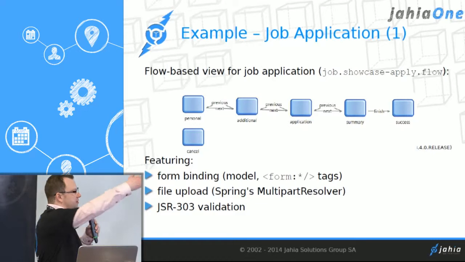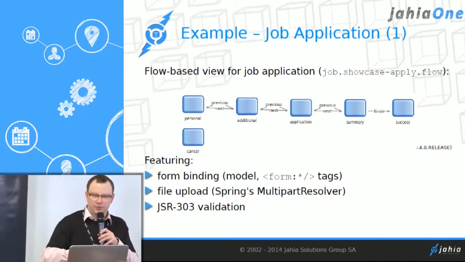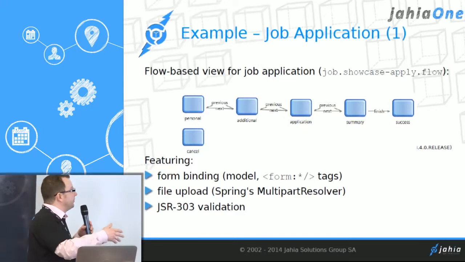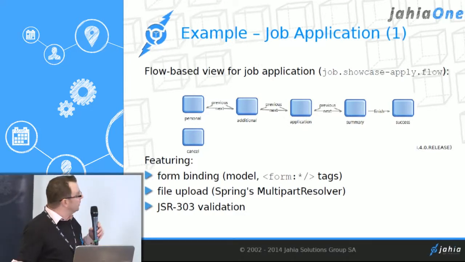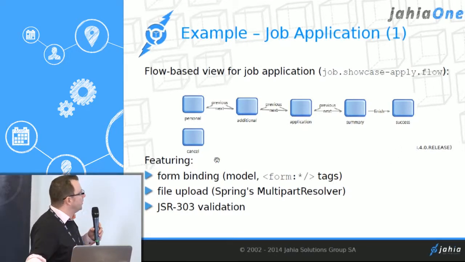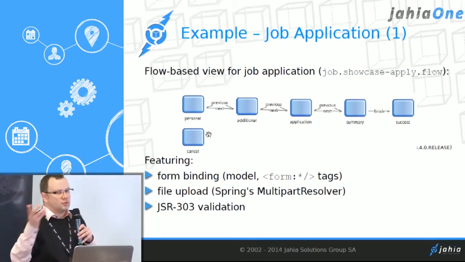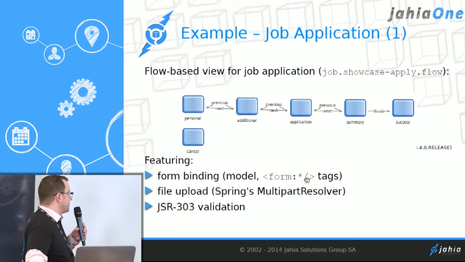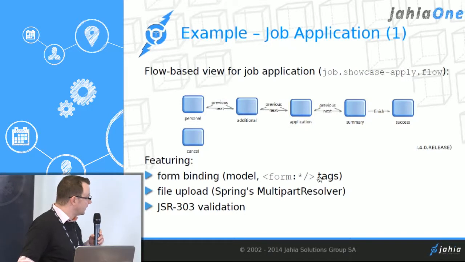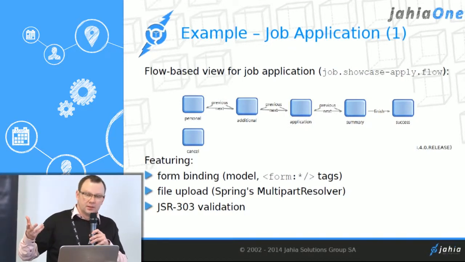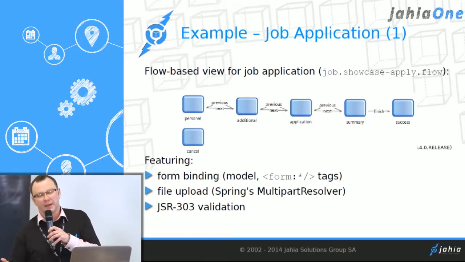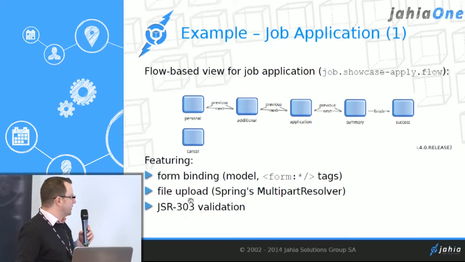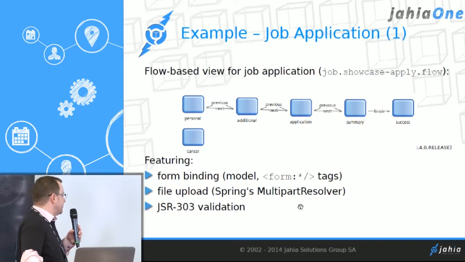It contains several screens, starting from entering the personal data, then some additional stuff, submitting the application itself, summary, and final state, and cancel is also a global state. You can cancel from any step, actually. The example features the automatic form binding. It means that we bind a Java object behind the field, so it's automatically populated and kept during the flow execution. It also features file upload.